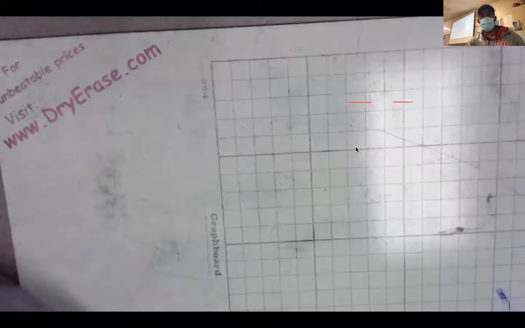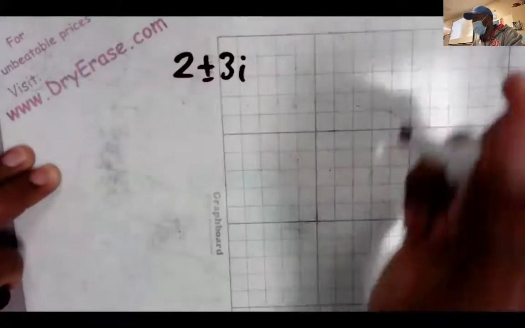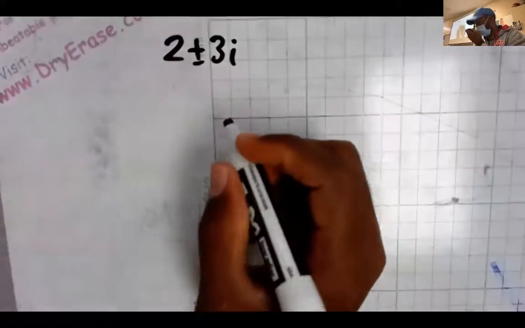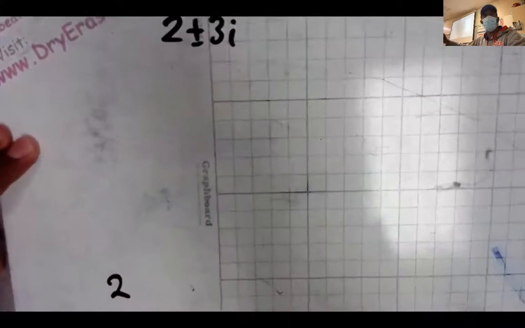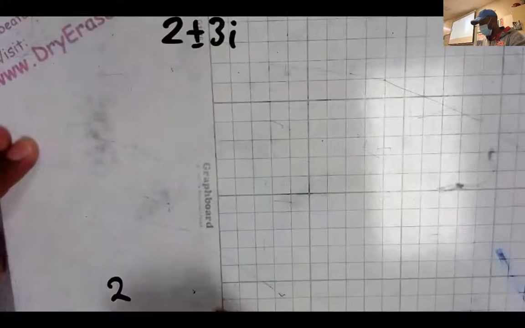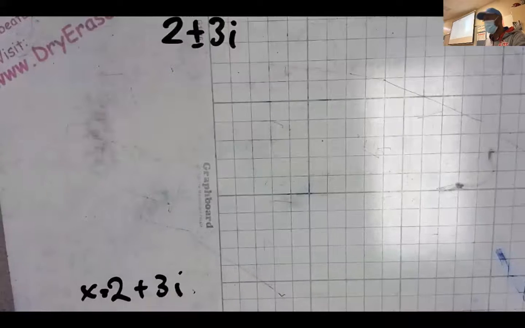So I'm going to take those same factors. Let me clear this out. So 2 plus and minus 3i. What I'm going to do is just take the plus version, and I'm going to put it down here at the bottom. 2 plus 3i. And we're going to say x equals 2 plus 3i. I don't know if you guys remember the method of completing the square, but I'm going to work backwards with that.